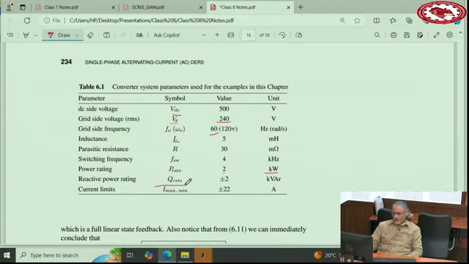And the current we want to limit at plus minus 22 amperes, peak of 22. So peak current should not go above 22.